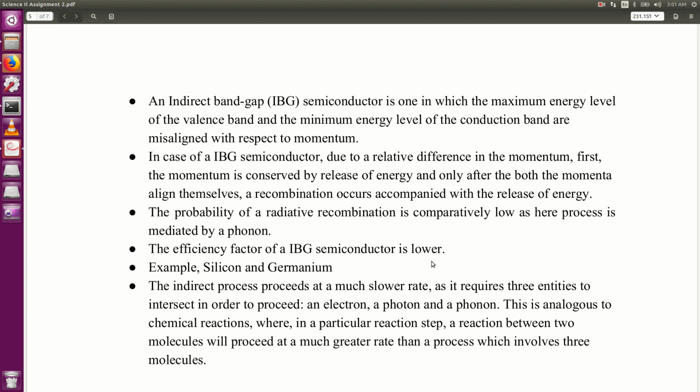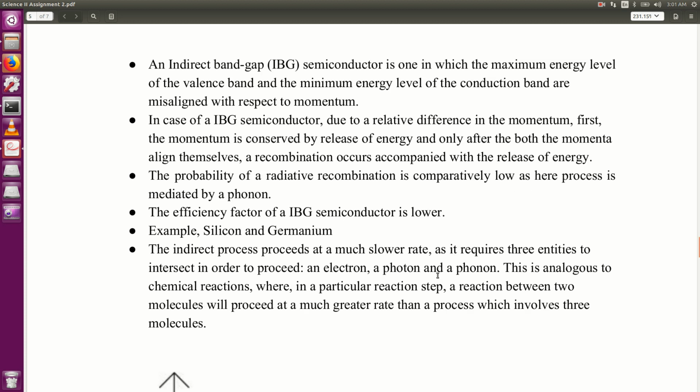In the case of an indirect band gap semiconductor, due to a relative difference in the momentum, first the momentum is conserved by release of energy, and only after both the momenta align themselves does a recombination occur, accompanied with a release of energy. The probability of a radiative recombination is comparatively low, as here the process is mediated by a phonon. The efficiency factor of an indirect bandgap semiconductor is also lower. Examples of IBG semiconductors are silicon, germanium, etc.